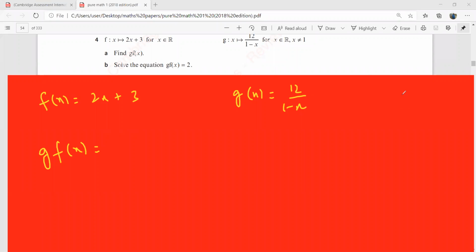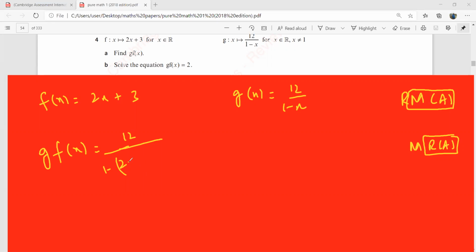Like if someone asks what do we mean by rm of a or mr of a, rm of a means rotating the reflected image, and mr of a means reflecting r of a. So we're going to do g onto this f of x. This is going to be 12 over 1 minus, and this should be in brackets, you know, 1 minus 2x plus 3. That is your g f of x.